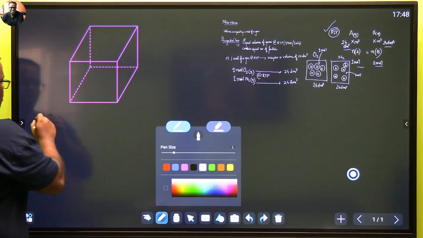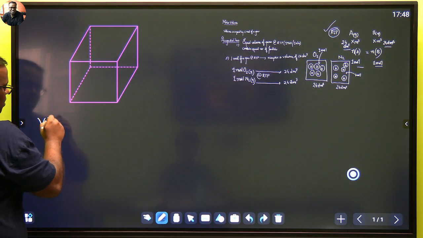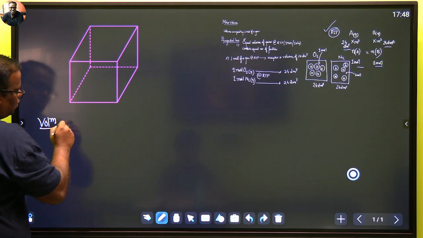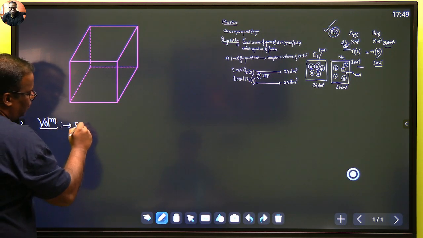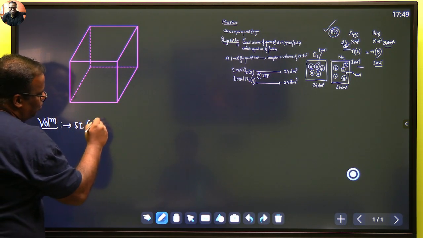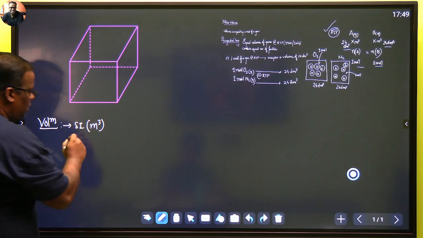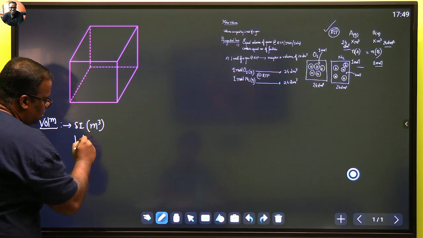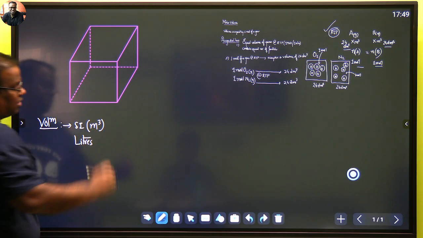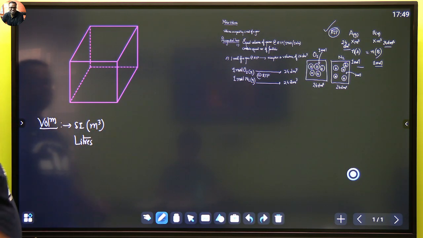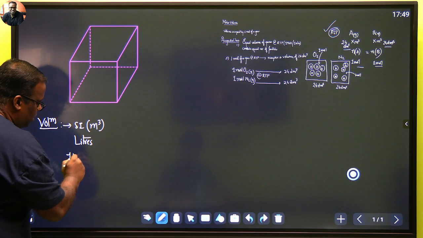We are talking about volume. The usual units of volume: if you go by the SI unit of volume, then the SI unit of volume is what? Meter cube. Clear? Another unit which we constantly hear about is liters. So we should understand what is 1 liter.